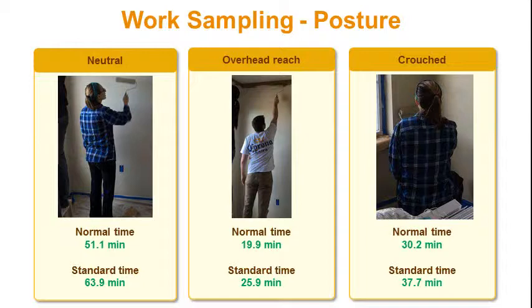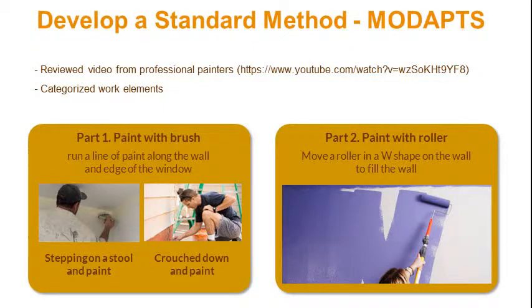To develop a standard method, video from professional painters was reviewed, and the painting is categorized into 3 subtasks depending on the tools they use. First, painting with brush can be done either by stepping on a stool or by crouched posture. Brush is used only when the painter needs high precision tasks such as painting along the wall, windows, and trims.